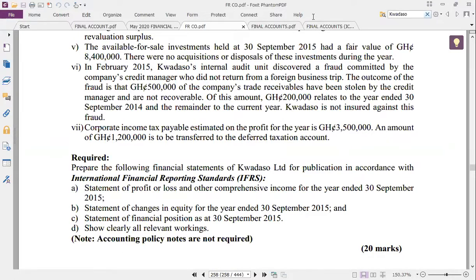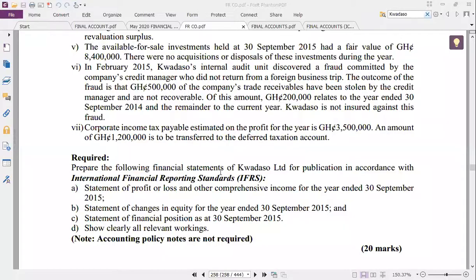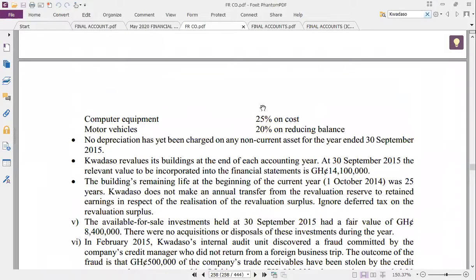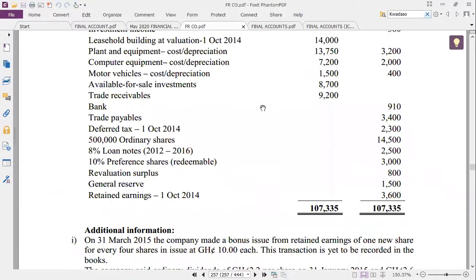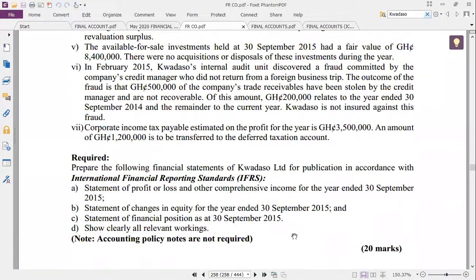Great. So if your answer is ready, let me know. Let me go to the trial balance, to see if I can see the deferred tax there. I can see the deferred tax there. The opening balance is 2,300. This is the last footnote to try and score some more.